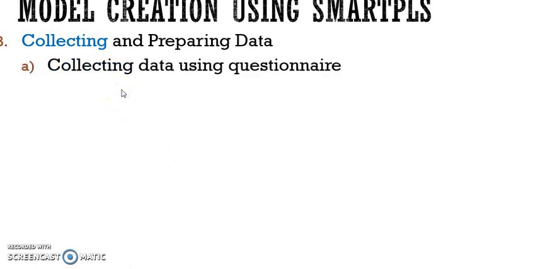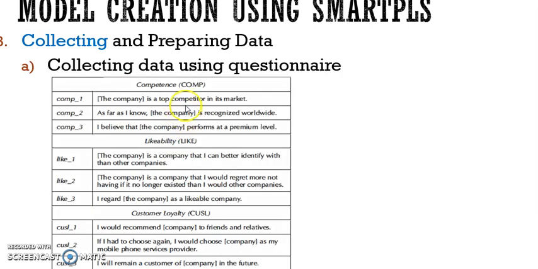Number 3, how to create the model using SmartPLS. You have to have data, collecting and preparing data. Collect data using a questionnaire developed from the indicators that you have selected. For example, for competence, competent number 1: the company is a top competitor in its market. You have to prepare all these questions in your questionnaire.